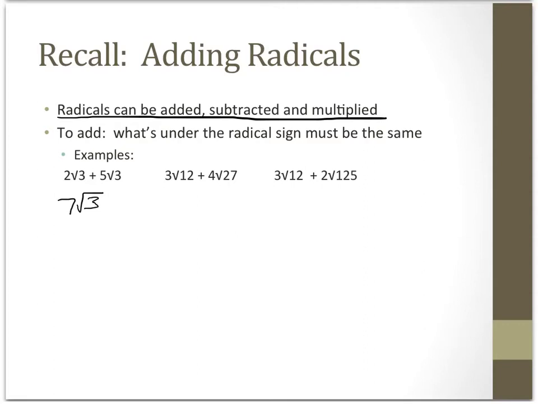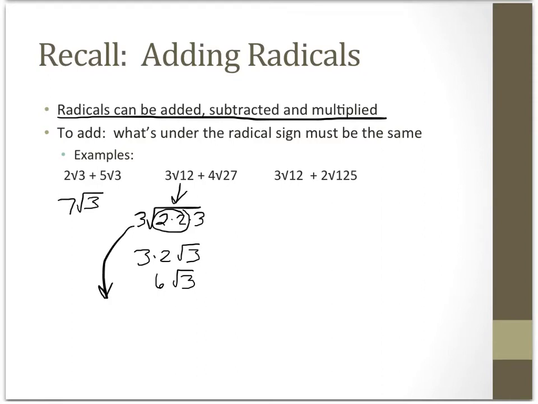Sometimes we have to simplify our radicals before we can add them. So 3 square root of 12 turns into 3 times the square root of 12, which is 4 times 3, so 2 times 2 times 3 is all 12. Here we have a pair of 2s, so we end up with 3 times 2 square root of 3, which is 6 square root of 3.